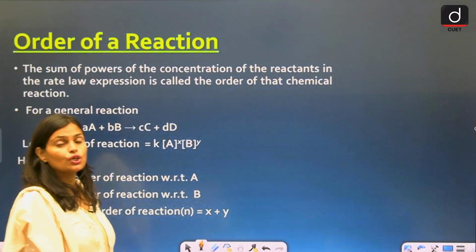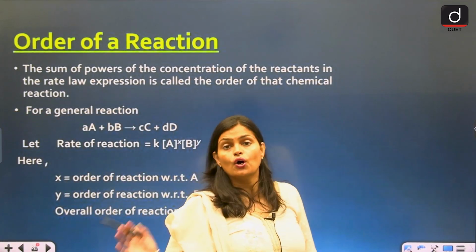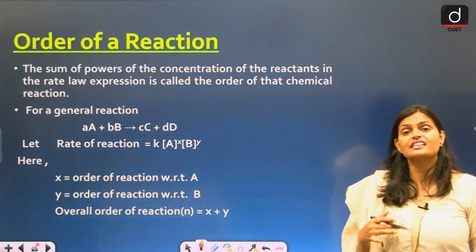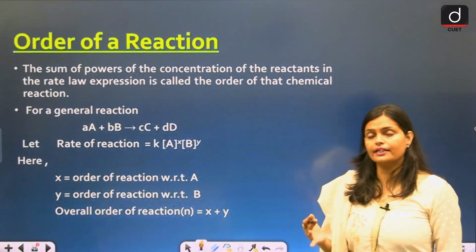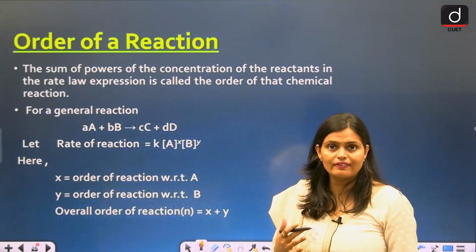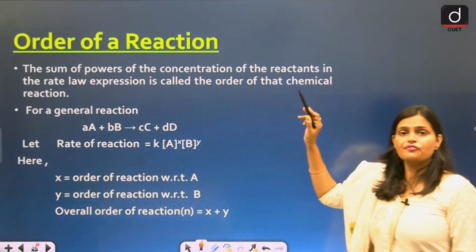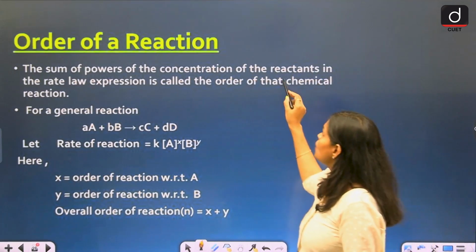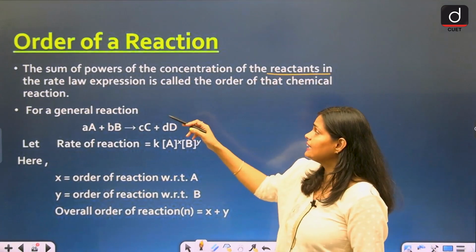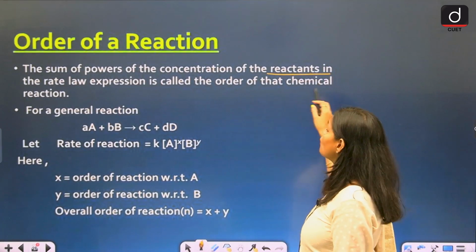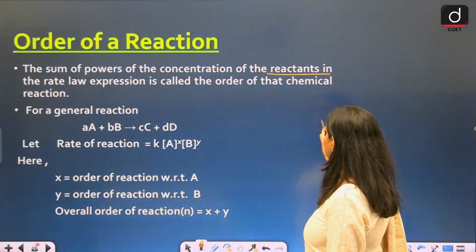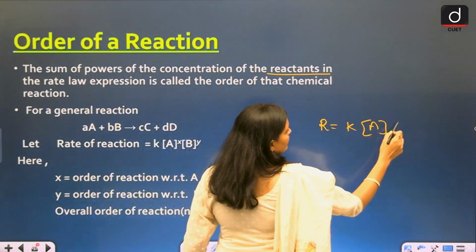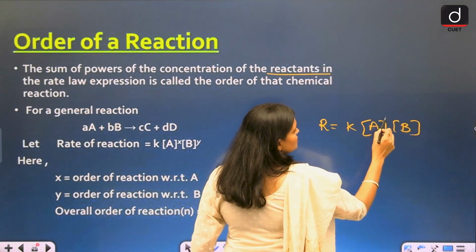Now what is order of reaction, guys? Order of reaction basically is the experimental value. It is not a theoretical value. The order of reaction is basically the sum of the powers of the concentrations of the reactants in the rate law expression, called order. Suppose you have written the rate R is equal to k[A]^x[B]^y.